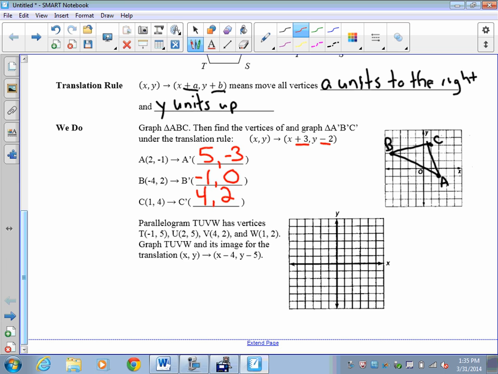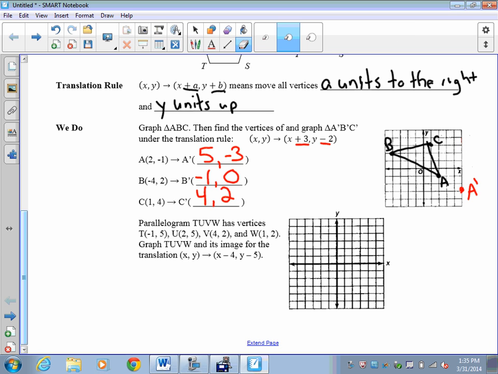And whenever I graph this, the first point is 5, negative 3, not 5, 3. This is going to be A prime. So negative 1, 0 is going to be B prime. And 4, 2 is going to be C prime.